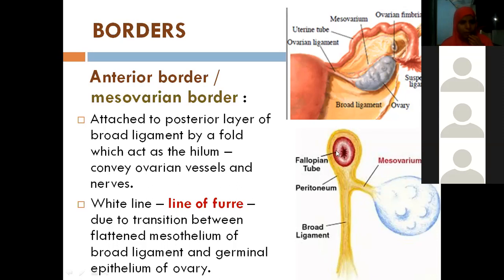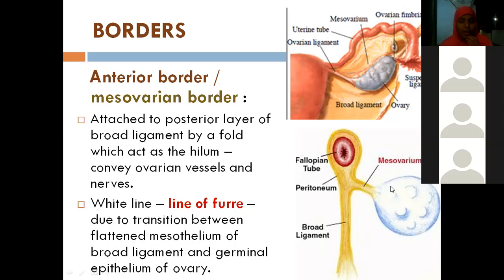Okay, then actually this area, this anterior border looks a little white in color, and it is actually called the white line, or line of Farre. Because you will see there will be a small change in the epithelium. Here the flattened mesothelium of this peritoneum is now becoming continuous with, what is the epithelium covering the ovary?